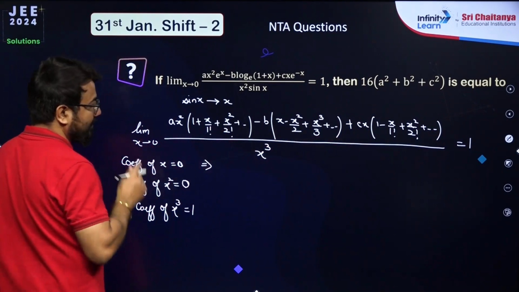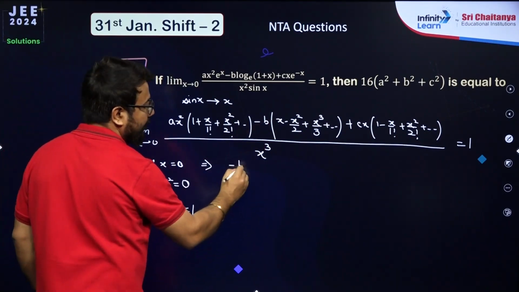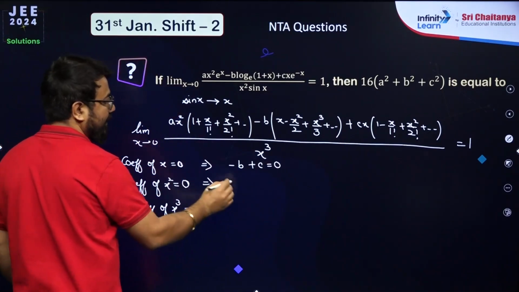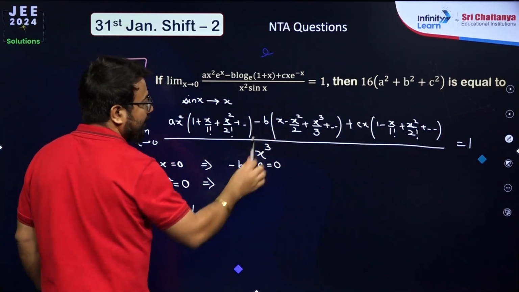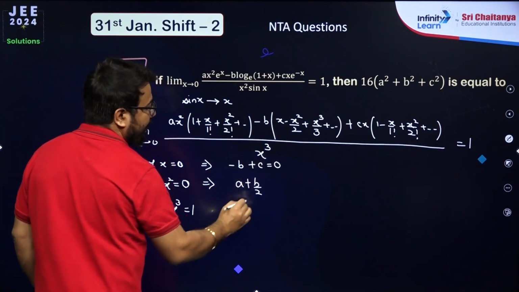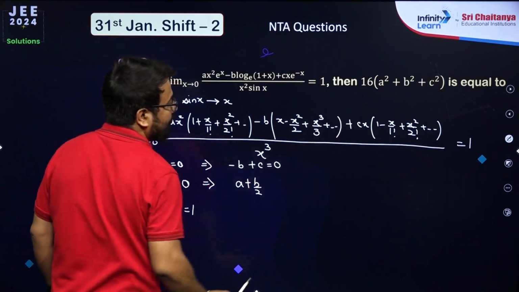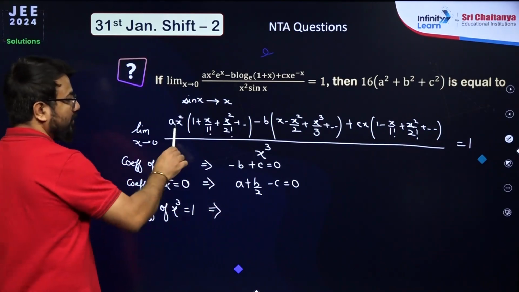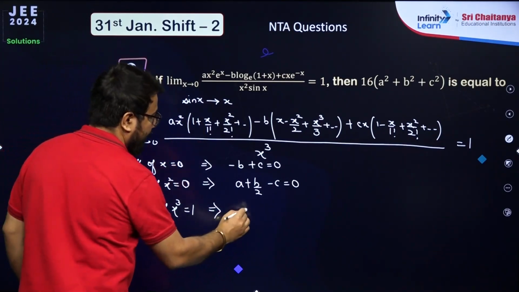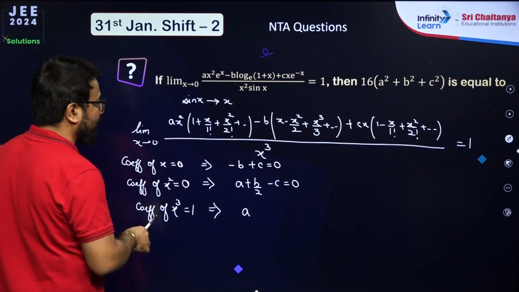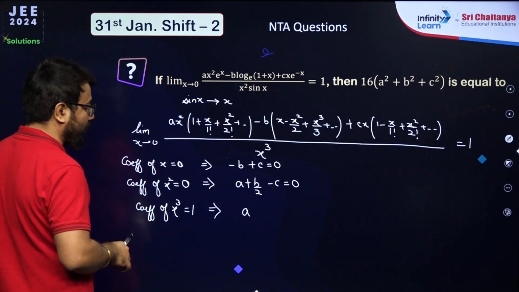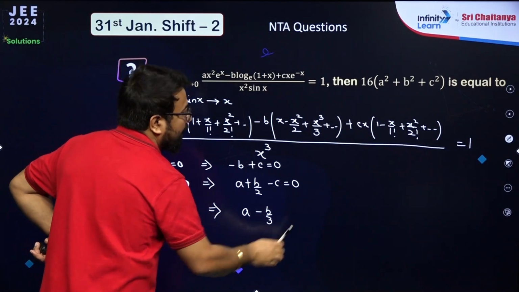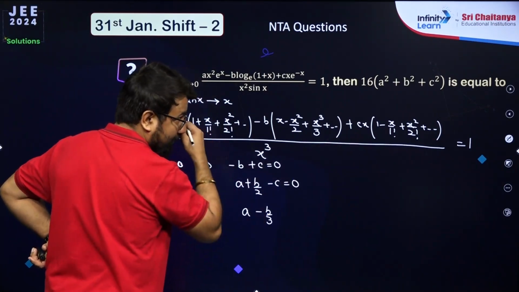Coefficient of x: wherever I am getting x, here I am getting minus b and here plus c, so that should be 0. Coefficient of x square: here I am getting a, here minus b into negative half, plus b by 2, and here also x squared, so minus c. Coefficient of x cube: here I am getting a. For x square I was getting a, for x cube also a, no problem. For x cube it is minus b over 3, and here for x cube it is c over 2 factorial, so c over 2.